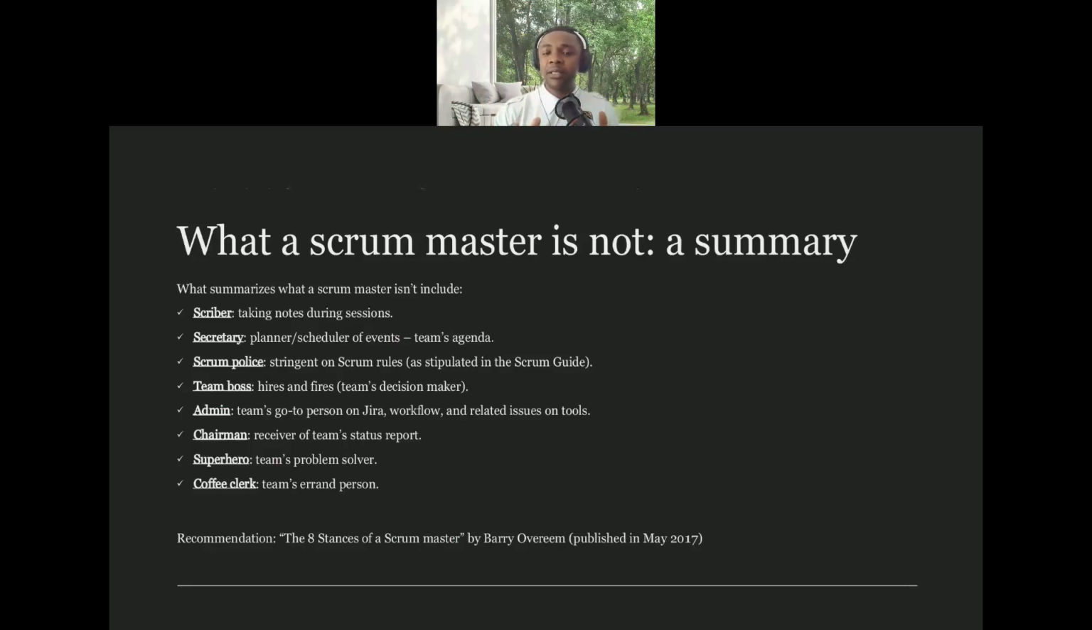The final but not the least is coffee clerk. A Scrum Master is not required to always go grab coffees for team members, right? Especially when you're working in a physical environment, right? But a Scrum Master is always there to look out for the team members' well-being, to make sure that the environment supports their well-being for them to continue becoming a high-performing team.